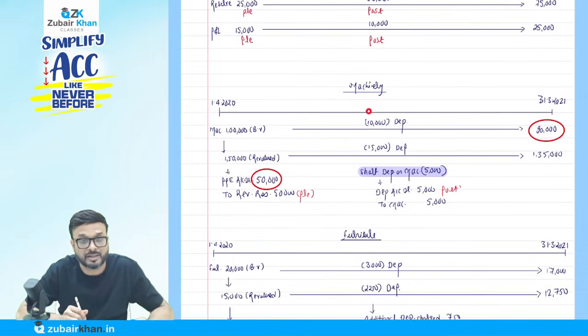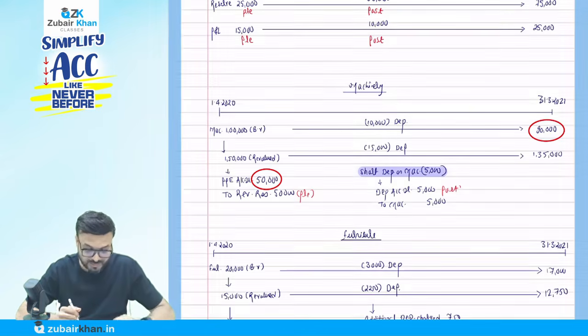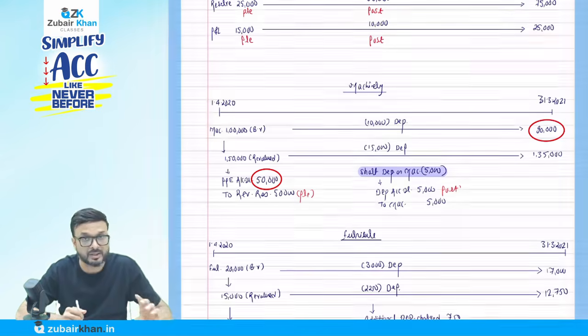We charged depreciation actually of 10,000, but it was revalued on this date, so how much depreciation should be charged? 15,000. So we have charged short depreciation, by how much? By 5,000. So we have to charge the depreciation here. What entry will we pass here? Depreciation account should be debited by 5,000 and machinery account will be credited by 5,000. You got the point here? So this is the entry that we should pass.